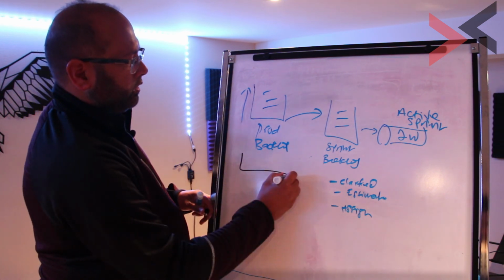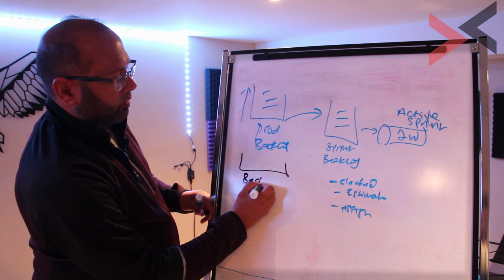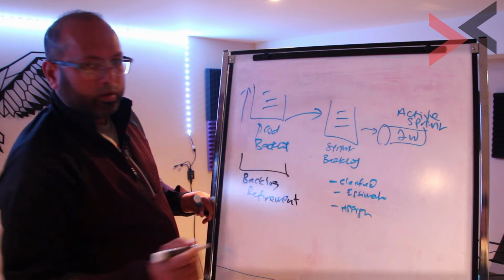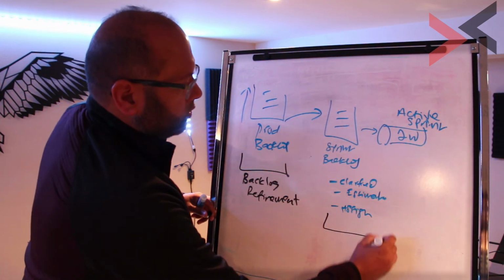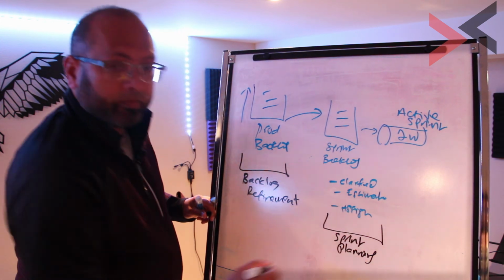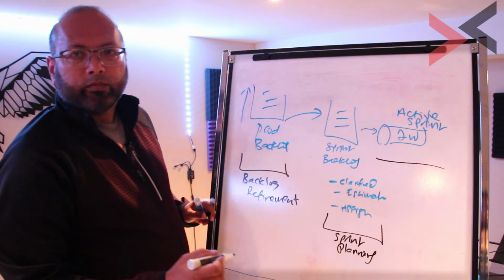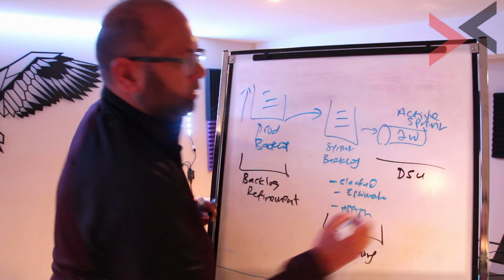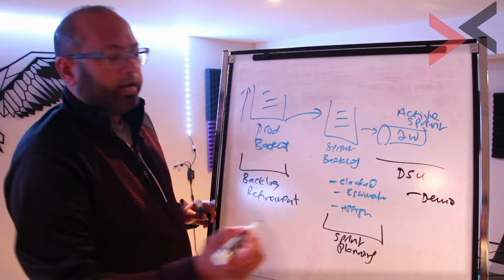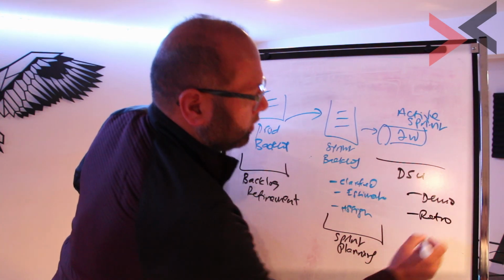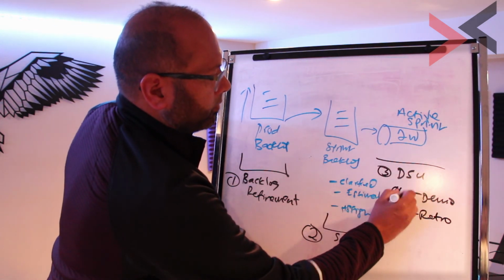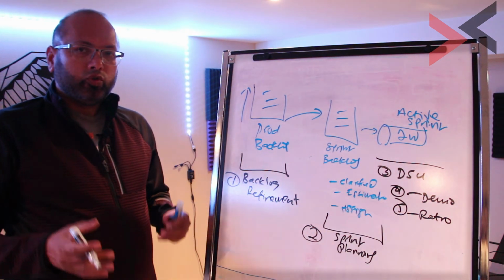So this is your backlog refinement. This is your sprint planning. And when you do this active sprint, you will do your daily stand-ups. At the end of 2 weeks, you're going to do your demo. Following that, you're going to do your retro. So these are the 5 main Scrum ceremonies you have to follow.